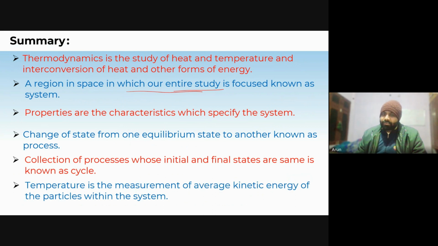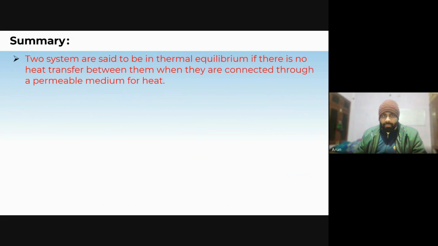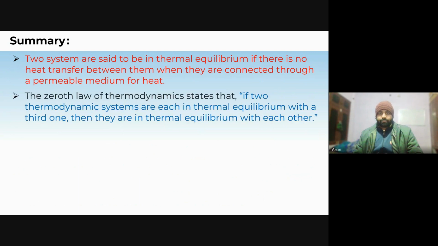Temperature is the measurement of average kinetic energy of the particles within the system. This is the thermal equilibrium. Two systems are said to be in thermal equilibrium if there is no net heat transfer taking place. And zeroth law: if two thermodynamic systems are in thermal equilibrium with another system, then they are also in thermal equilibrium with each other.